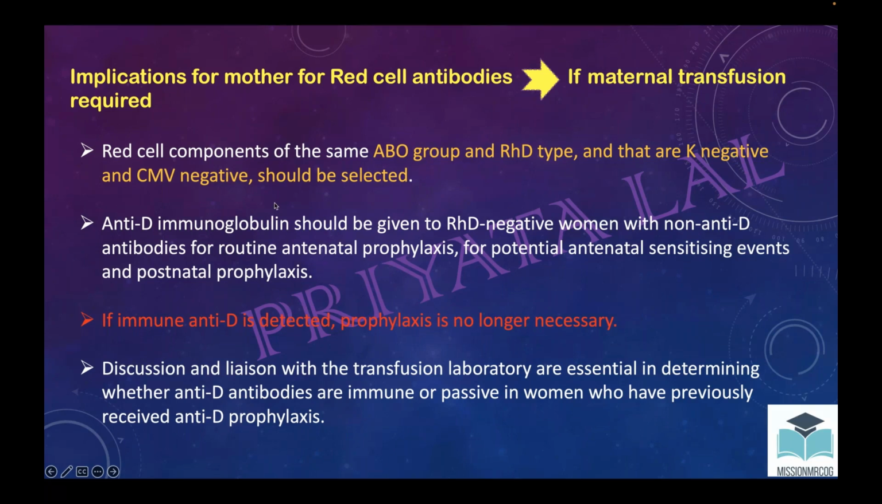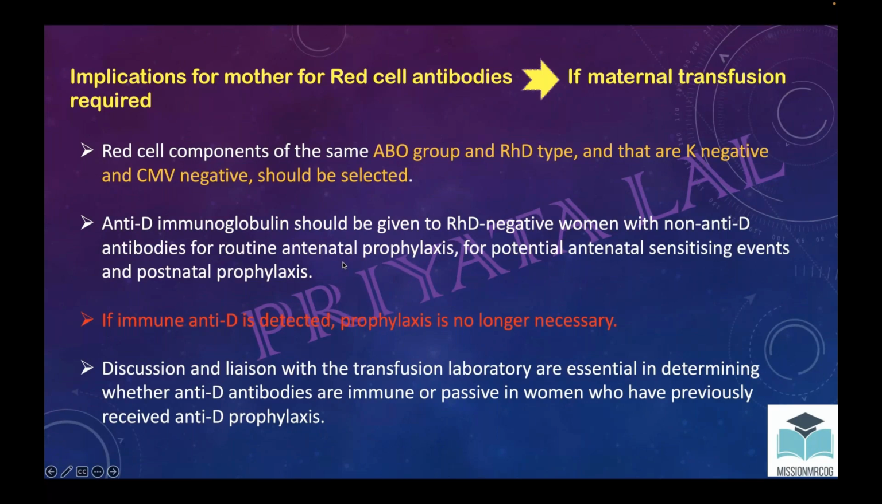This question also comes many times, people have sent me this question. So what type of blood is to be given to the mother? Ideally it will be matched with ABO grouping, RH typing, K negative and CMV negative. And if the patient has a negative blood group and antibodies are not there, then we give prophylaxis and we give anti-D at the sensitizing events, which I'll speak about in detail when I cover the anti-D guideline.